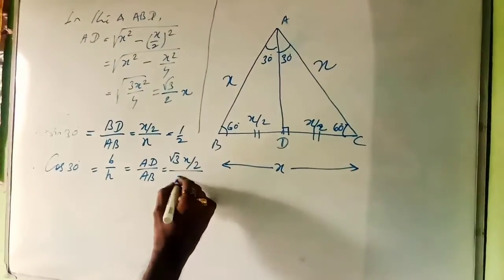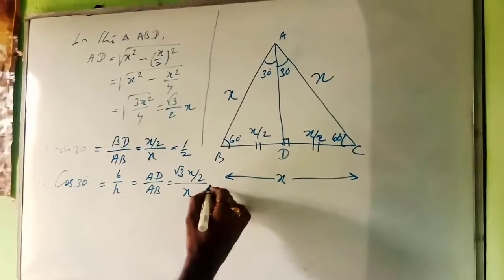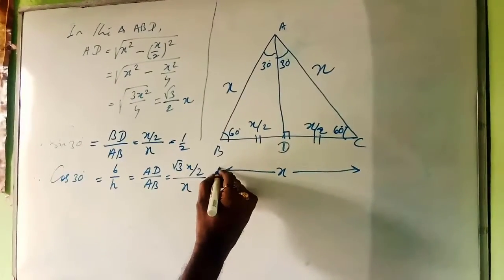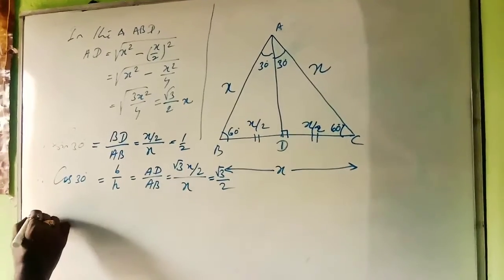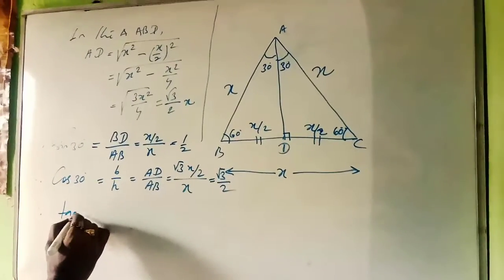That is x. Now x will be cancelled out. So finally what will you get? Root 3 by 2. So what is the value of cos 30? Root 3 by 2.